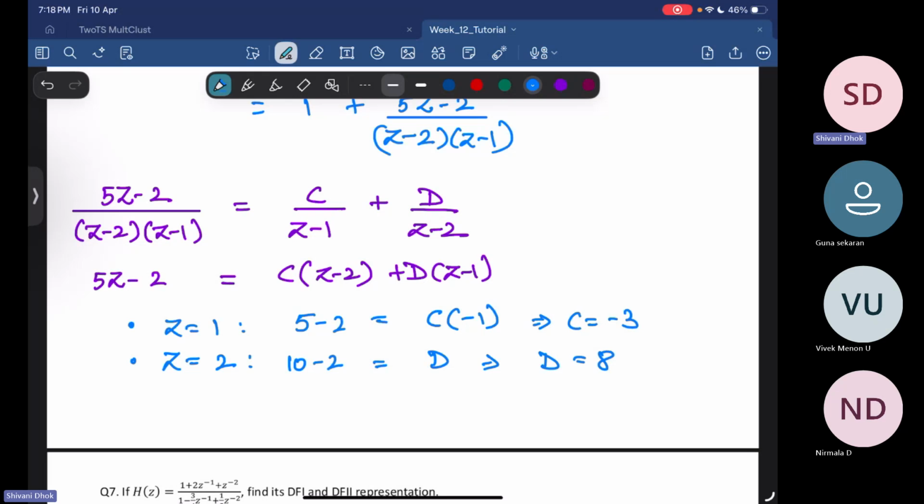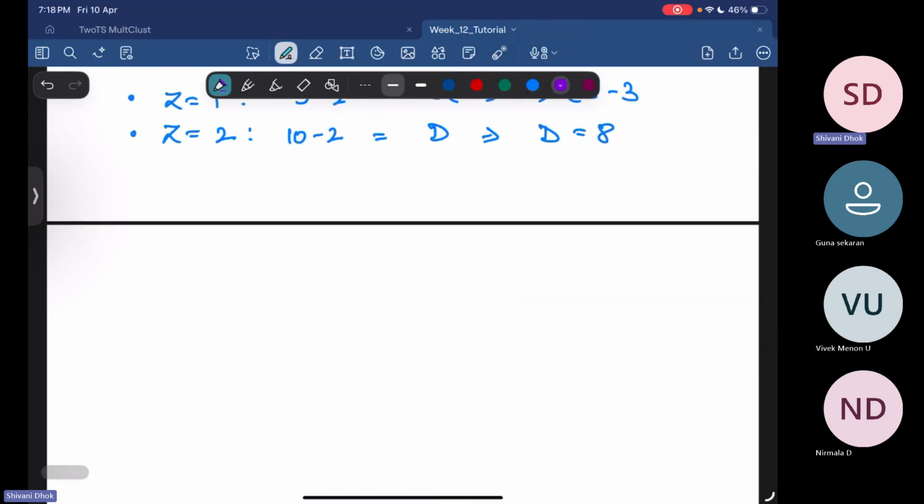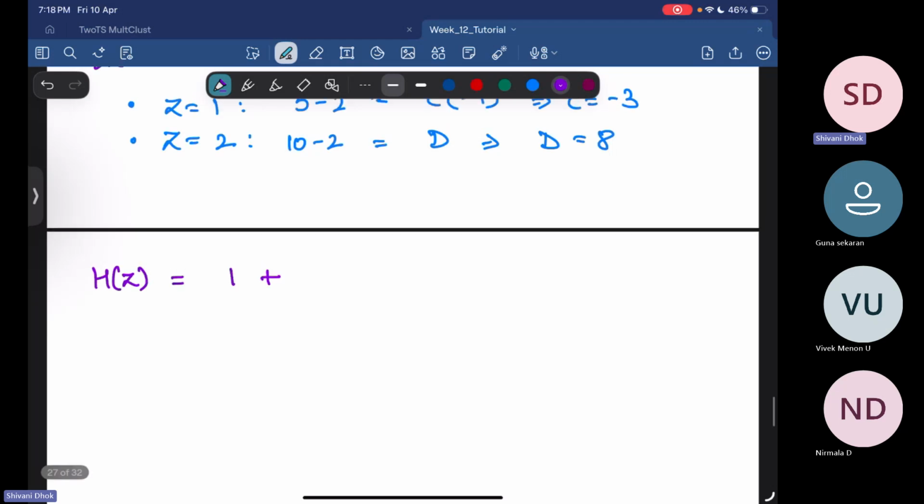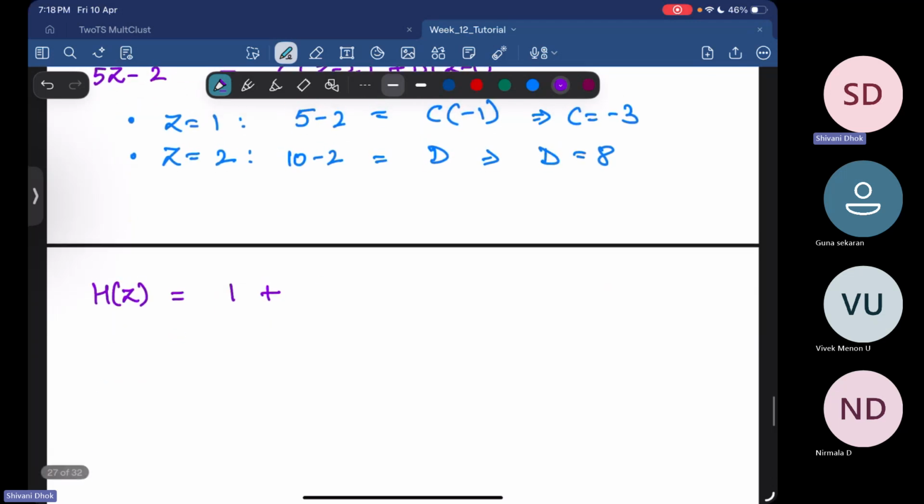So what do we get? So we have h of z, which is equal to 1 plus c upon z minus 1 plus d upon z minus 2.